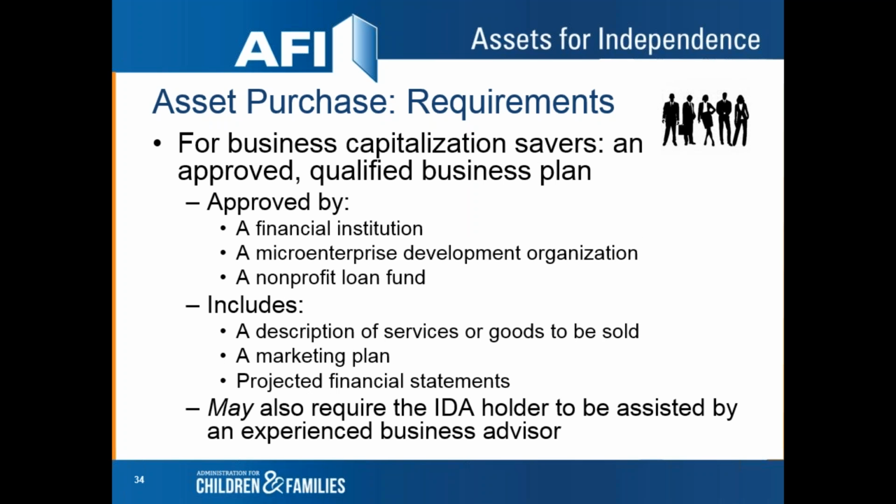Business IDA savings and match may only be dispersed with an approved business plan. The expenditures of the IDA become qualified expenses when they are included in this business plan. The qualified business plan must be approved by either a financial institution, a microenterprise development organization, or a nonprofit loan fund. A qualified plan includes a description of services or goods to be sold, a marketing plan, and projected financial statements. The plan may also require the IDA holder to be assisted by an experienced business advisor.